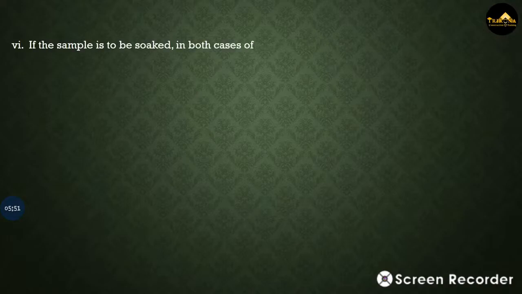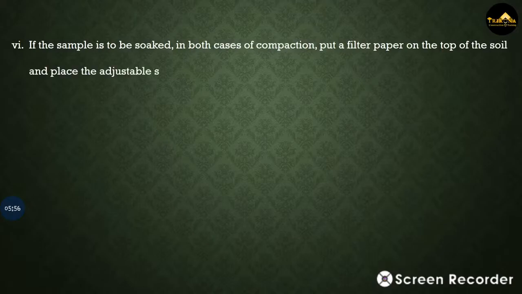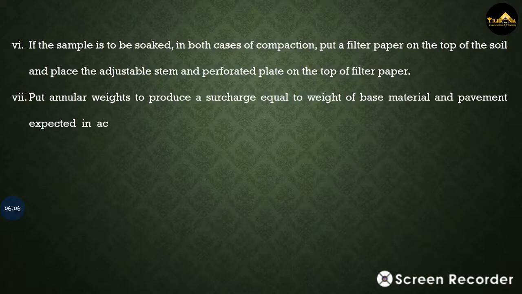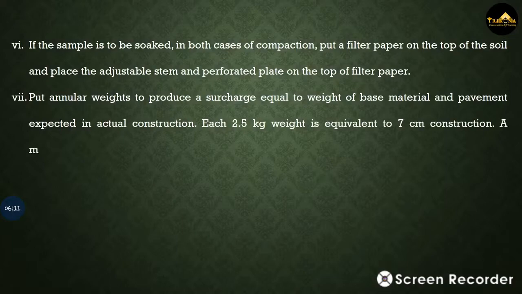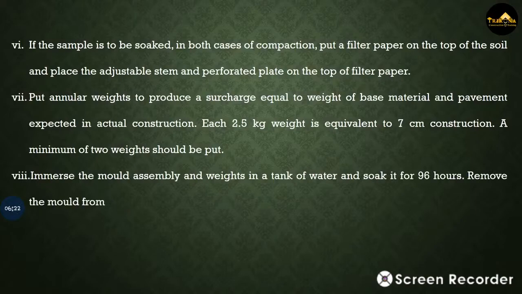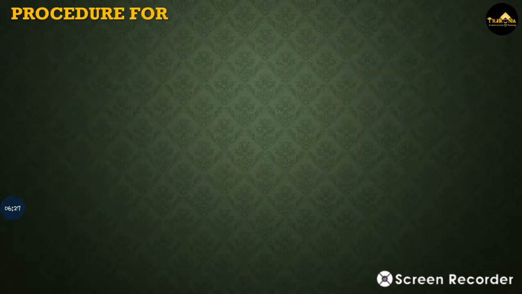If the sample is to be soaked, in both cases of compaction, put a filter paper on top of the soil and place the adjustable stem and perforated plate on top of the filter paper. Put annular weights to produce a surcharge equal to the weight of the base material and pavement expected in actual construction. Each 2.5 kg weight is equivalent to 7 cm of construction. A minimum weight should be put. Immerse the mold assembly and weight in a tank of water and soak it for 96 hours. Remove the mold from the tank. Note the consolidation of the specimen.